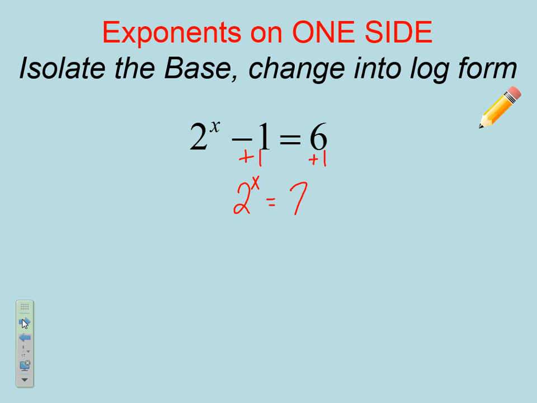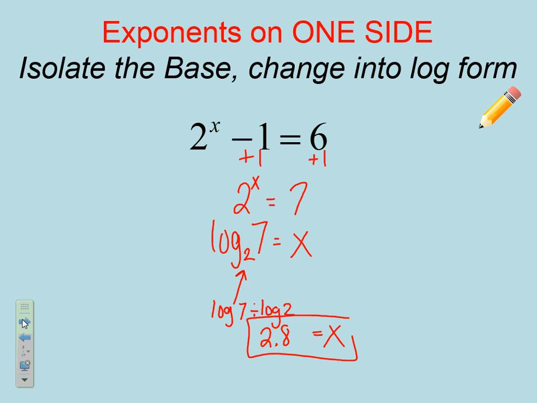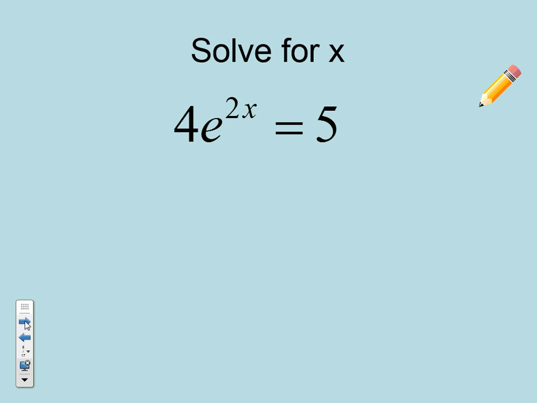And now that I have nothing else that I can undo or use to isolate that x, now I rewrite them in log form. So this becomes log base 2 of 7 equals x. Notice that the exponent is all by itself. And now here's where you go to your calculator. How do you get this from your calculator? You type in the log of 7 divided by the log of 2. That's the change of base formula. So you'll have to go to your calculator and type in log of 7 divided by log of 2, and you get roughly 2.8. So x equals 2.8.